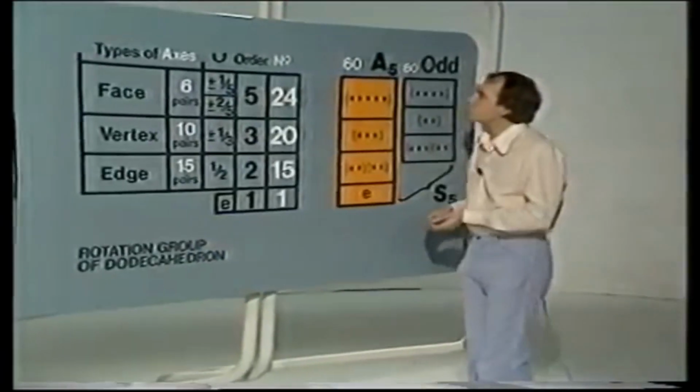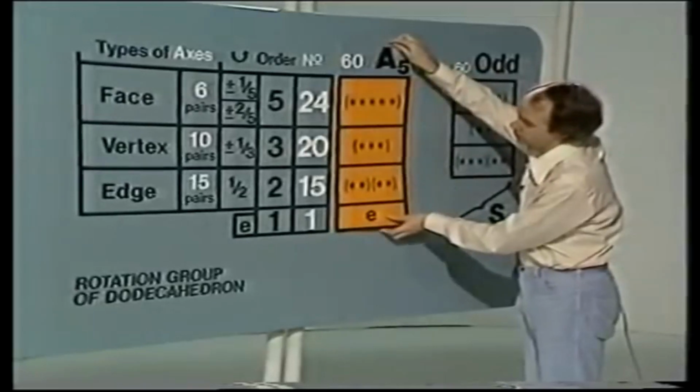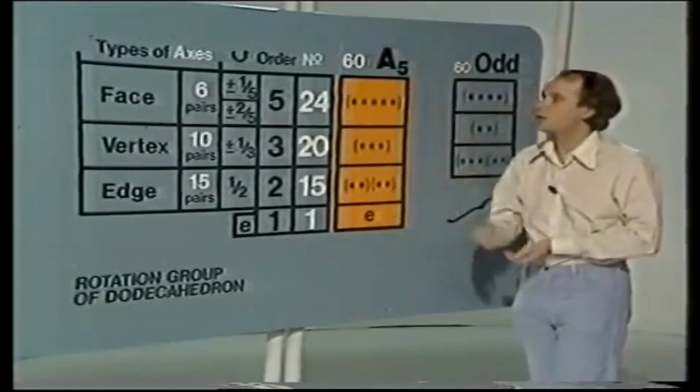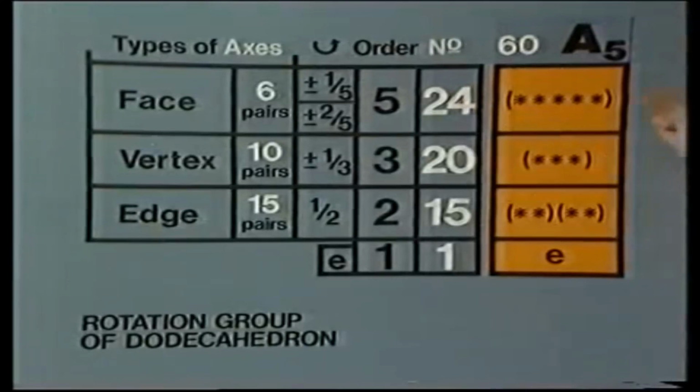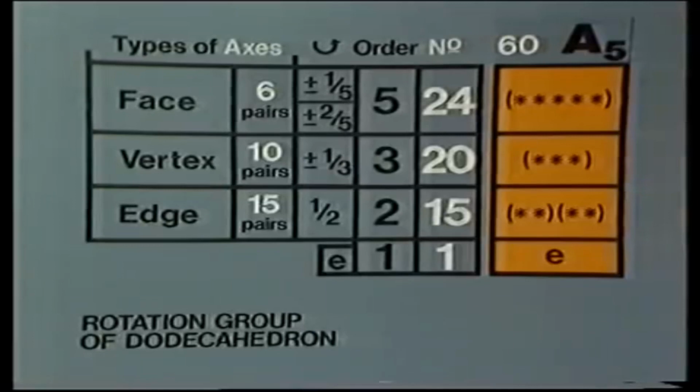Now, any isomorphism between A5 and the dodecahedral group would have to match the elements like this. The face axis rotations would have to map to 5 cycles, because isomorphism preserves order, and the 5 cycles are the only type which have order 5. Similarly, the 3 cycles have order 3, and the pairs of disjoint 2 cycles each have order 2. And in fact, if you count up the even permutations, you'll find that there are 24 of these, 20 of these, and 15 of these. So we've got just enough of each type.